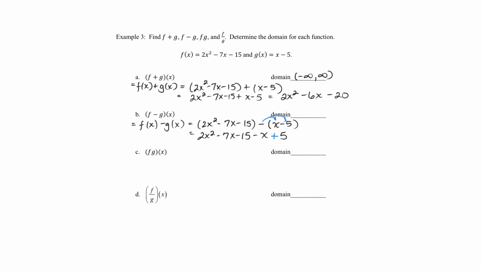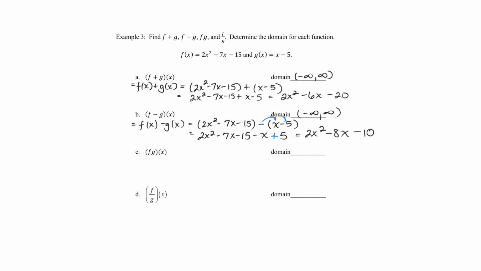Now, combining like terms, I'm going to have 2x squared, minus 7x and minus 1x is minus 8x. And then negative 15 plus 5 is minus 10. Again, domain, all real numbers because I'm looking at a polynomial. And all I'm doing is finding that new function.